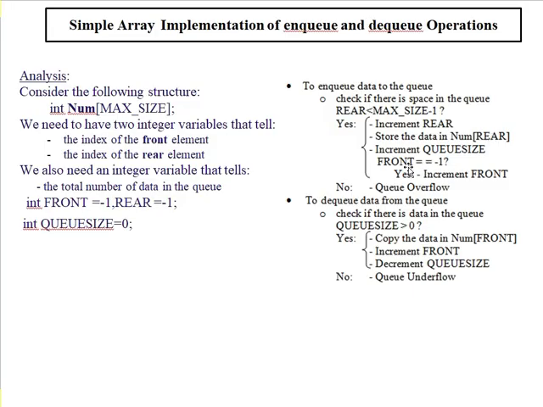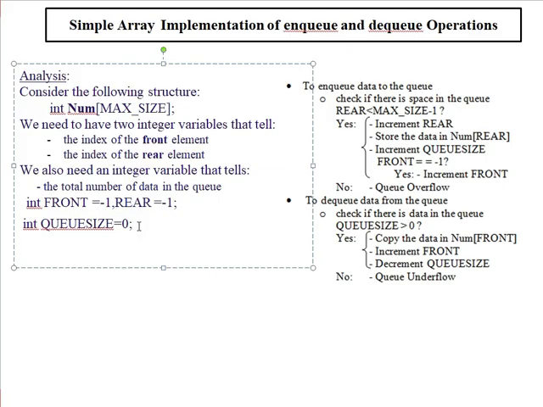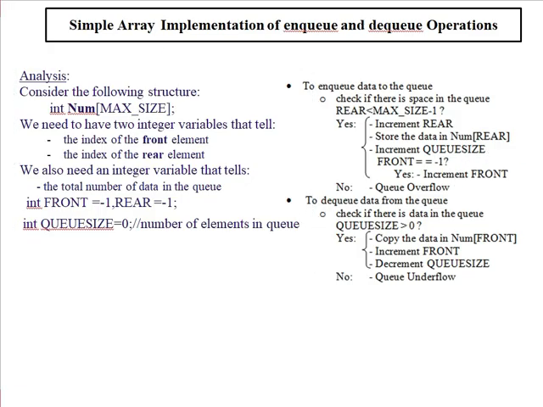And then increment the QE size, because this QE size is a variable indicating the number of elements in QE. So we should increment that QE size. Then front is equal to -1. We should check if still front is equal to -1. That is, is it still indicating that the QE is empty?